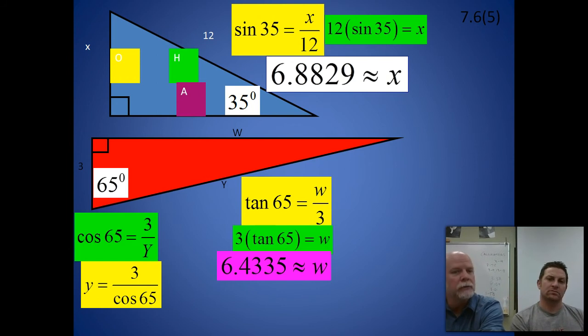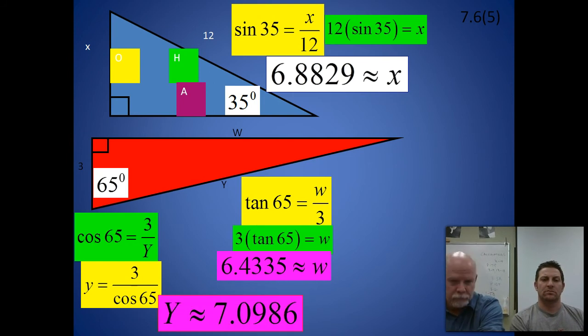And then you got to hit equals. You have to make sure you hit equals at the end. Otherwise, what's on the display is just the cosine of 65. So you have to hit equals at the end. And you should get Y is equal to 7.0986. So try that one in your calculator right now.